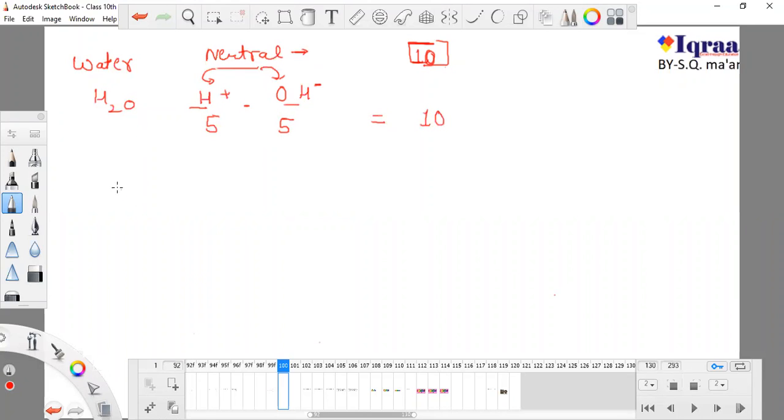Now I'm taking something like curd, and the fixed total is 10. I know that curd is acidic. So if it is acidic, the number of hydrogen ions is more and the number of OH ions is less. I'm not sure exactly about the numbers, but if the number of H plus ions is 9, then definitely the number of OH ions will be 1, so the total is 10.